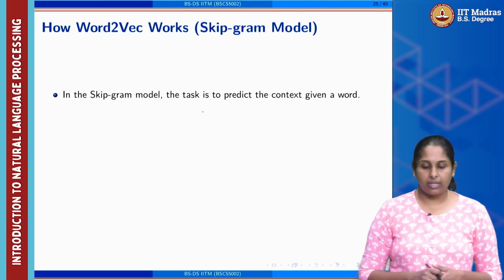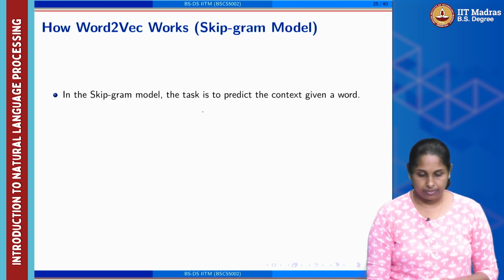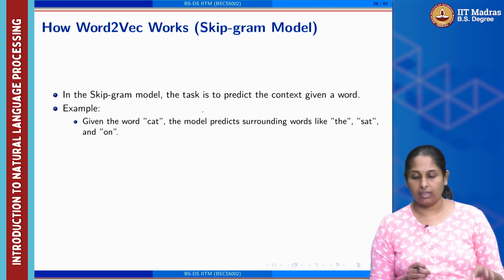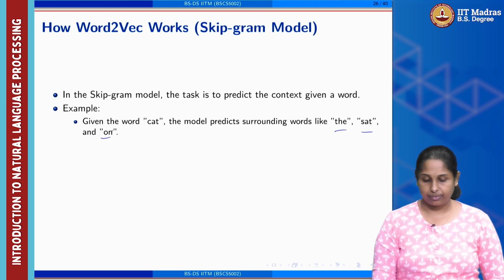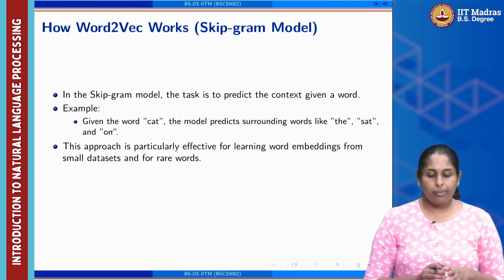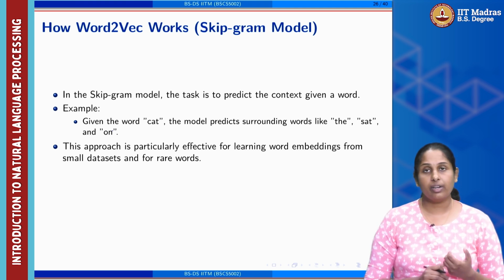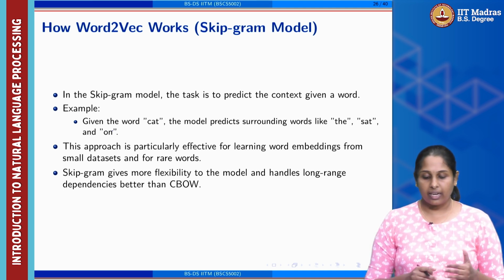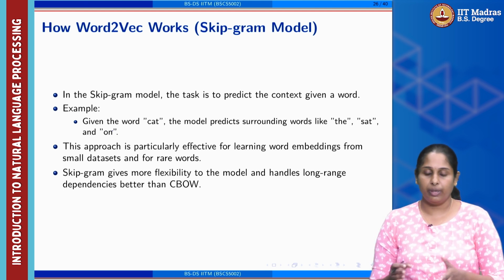Skipgram, on the other hand, has the task of predicting the context given a word. Let us say given the word cat, the model should predict the surrounding words like the, sat, on. This approach is particularly effective for learning word embeddings from small datasets and for rare words. Skipgram also gives more flexibility to the model and handles long-range dependencies better than CBOW.